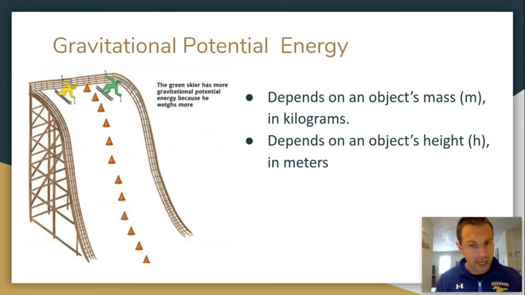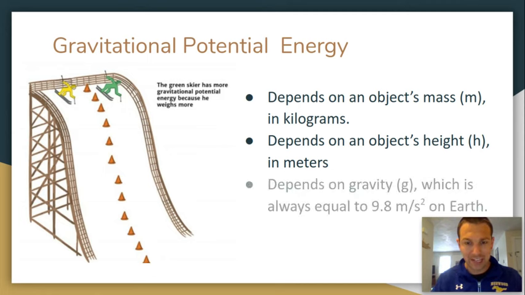And when we say height, we mean height above a reference level. In this case, that reference level is going to be the ground. How high is the skier above the ground? And then lastly, it also depends on gravity. Technically, that's the acceleration due to gravity, but we haven't learned much about acceleration just yet.